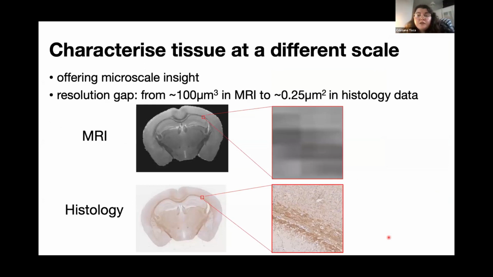Histology also allows us to characterize tissue at a different scale, which can be used to inform MRI simulations and computational models. The resolution gap between the two modalities is quite impressive. So in rodent brains, for example, we can go from about 100 microns cubed in MRI voxel size to about 0.25 microns squared in histology data. And you can see here how much more impressive the detail is in histology data compared to MRI.